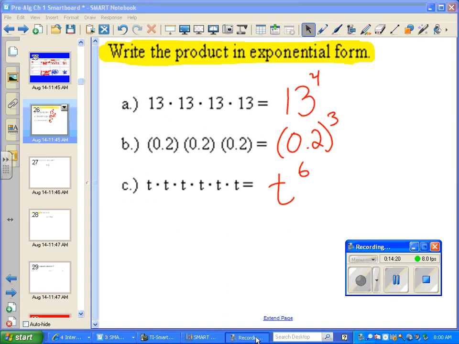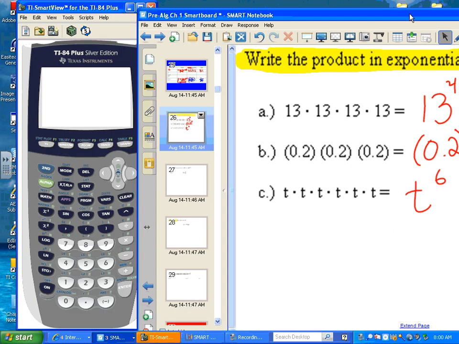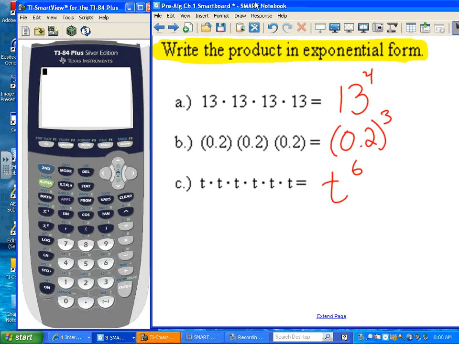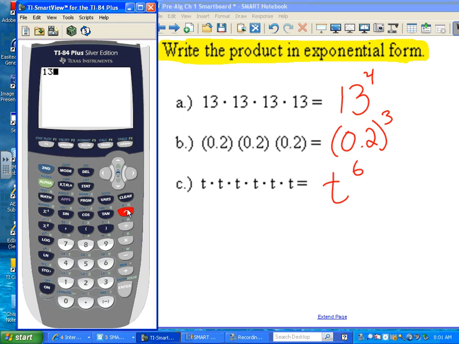Leave your notes out. Open up your calculator. I'm going to start to go a little bit faster, so bear with me. Okay, on the calculator, let's evaluate letter A. Who can tell us, how do we put that in our calculator? Good. 13 caret 4. Hit enter. Did everyone get 28,561? Good job.